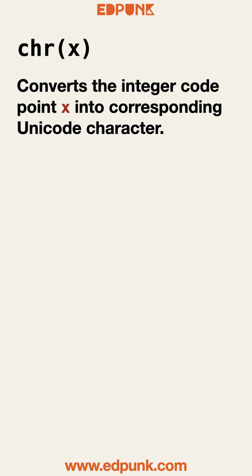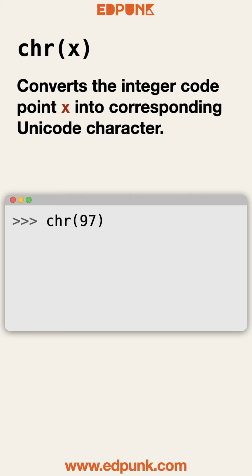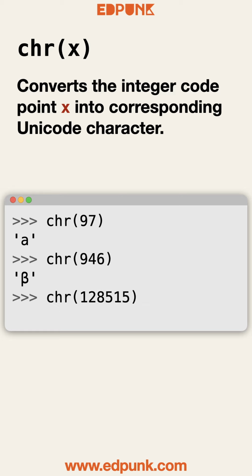Moving on to the final function. The chr function accepts an integer code point and returns the corresponding Unicode character. For example, chr of 97 returns lowercase a. Chr of 946 returns the Greek character beta. And chr of 128515 returns the grinning face with big eyes emoji.